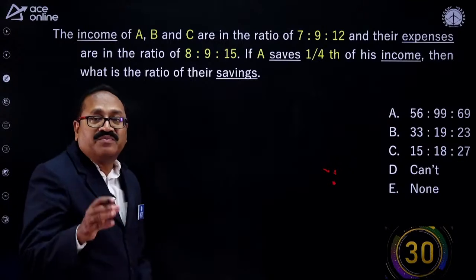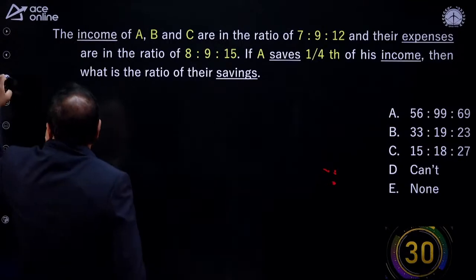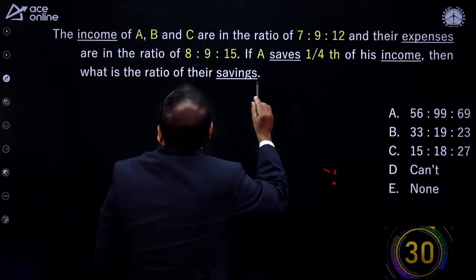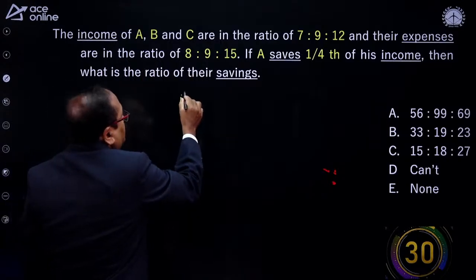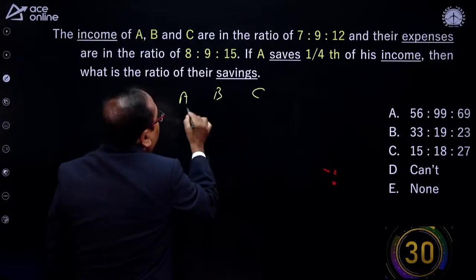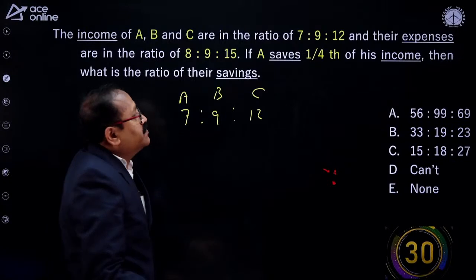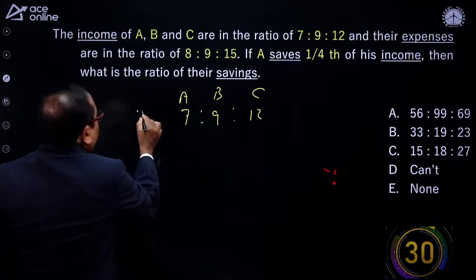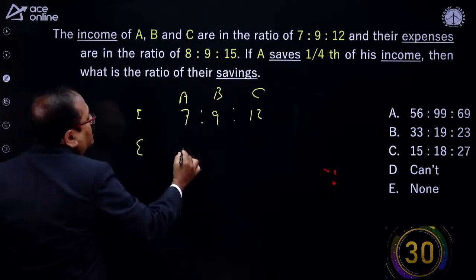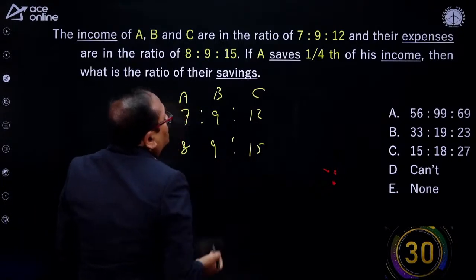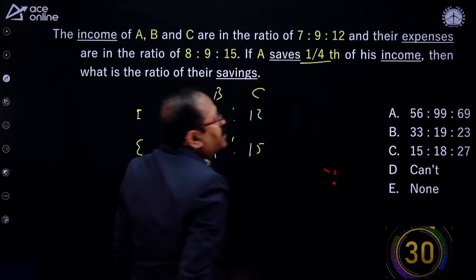Next question on your board is this. Here A, B and C are in the ratio of the income of A, B and C. So this is A, B and C, 7:9:12. Consider it as a revision, my young friends. And this is income. Their expenditure ratio is 8:9:15. Okay. Now A saves 1/4 of the income.